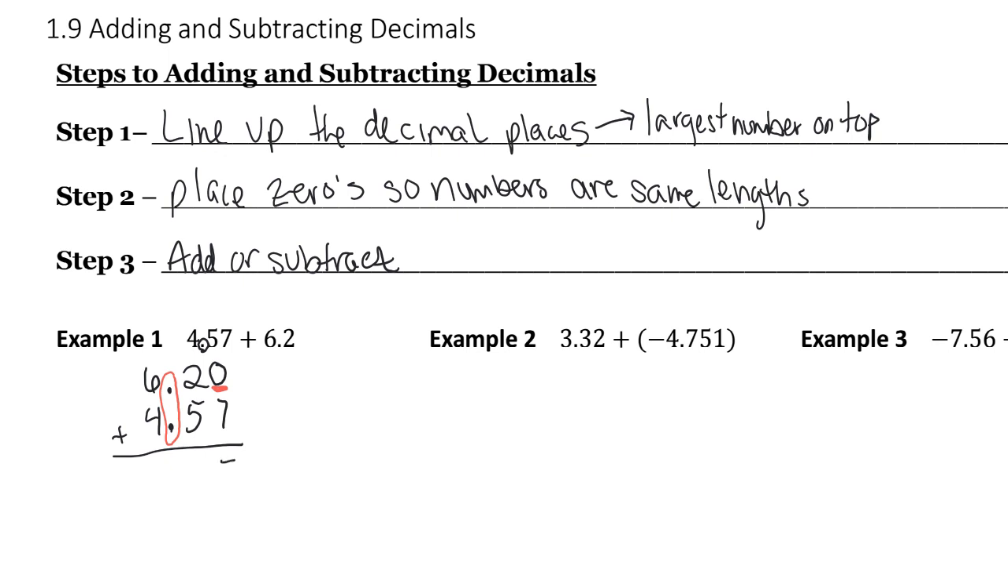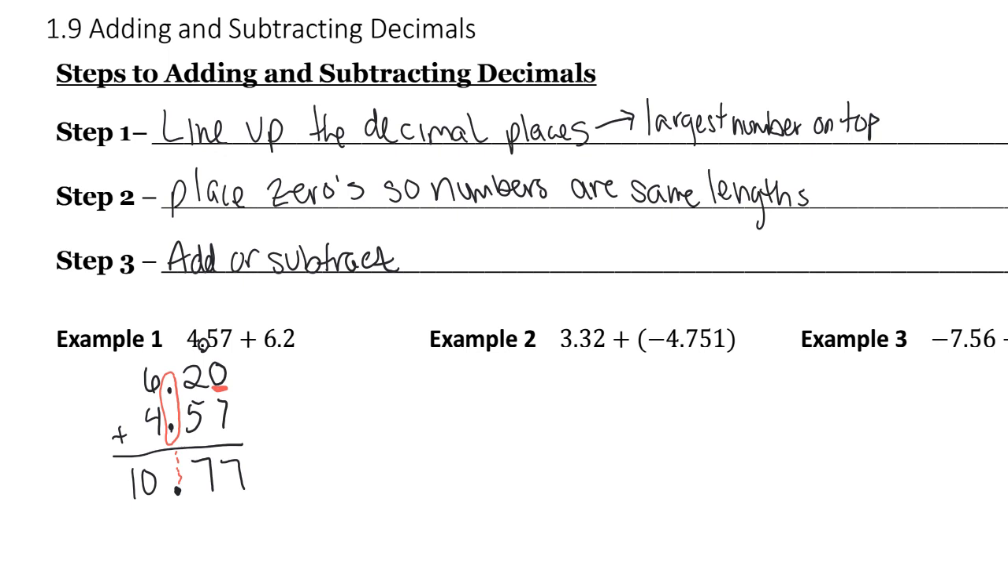Okay, so then we would do 0 plus 7. 0 plus 7 is 7. 2 plus 5. 2 plus 5 is 7. This is why we want your decimal places lined up, so we could just bring it right down. And then 6 plus 4 is 10. All right, so your answer should be 10.77.